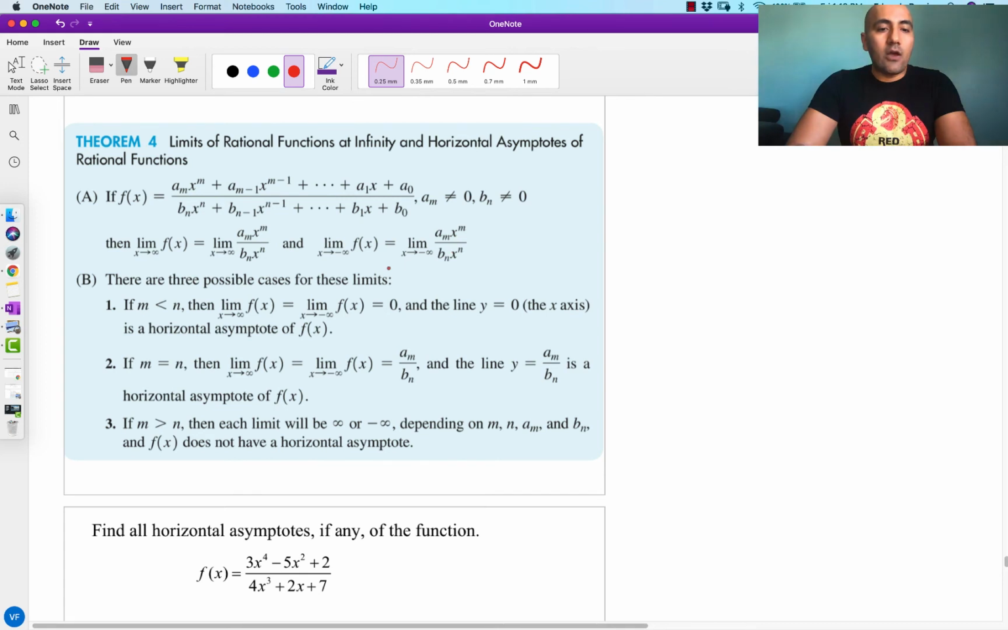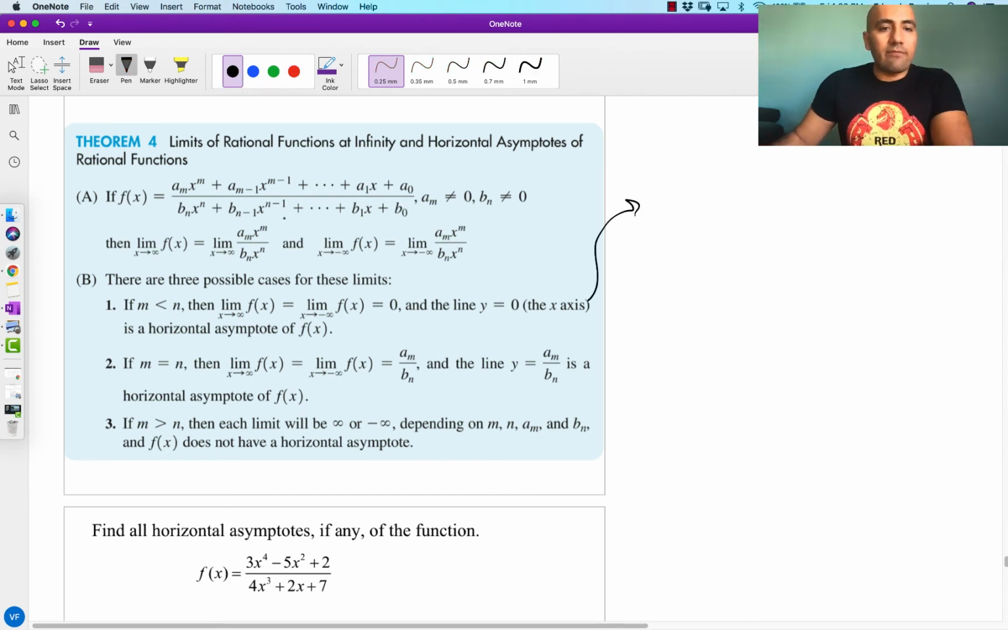And when we do that, we're going to get one of 3 possible cases that is based on the powers of m and n. So if m is smaller than n, if this degree is smaller than this degree, then it's going to turn out that both limits grow towards 0. Okay? And so the line y equals 0 ends up being what we call a horizontal asymptote. Our function will head towards 0. So let's see an example of this one.